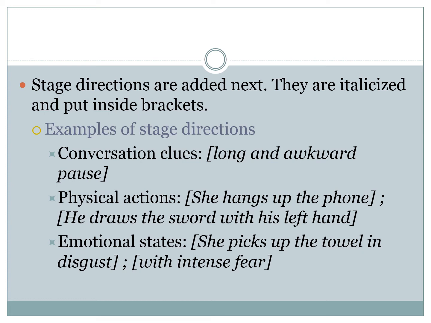Stage directions are added next. They are italicized and put inside brackets. Examples of stage directions are conversation clues. Example is the long and awkward pause. Physical actions. She hangs up the phone. He draws the sword with his left hand. Or emotional states. She picks up the towel in disgust or with intense fear.